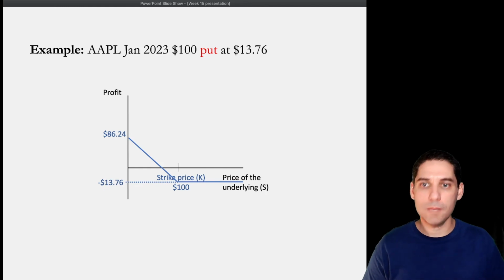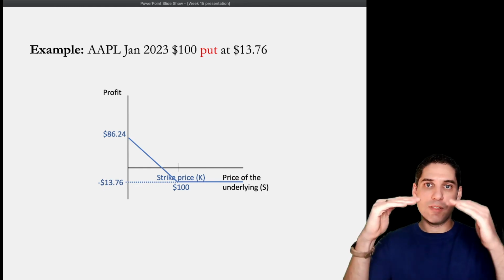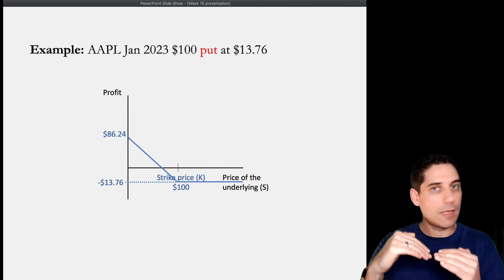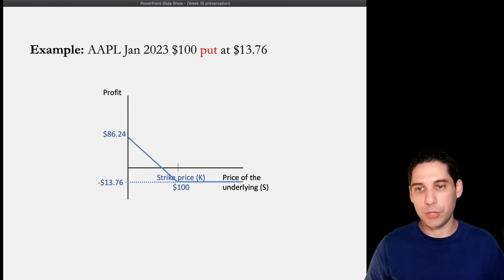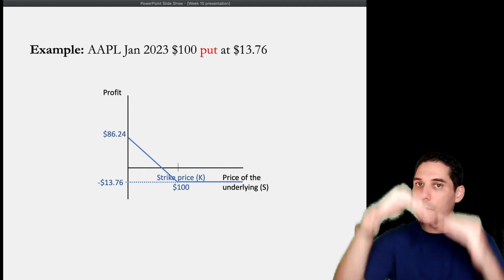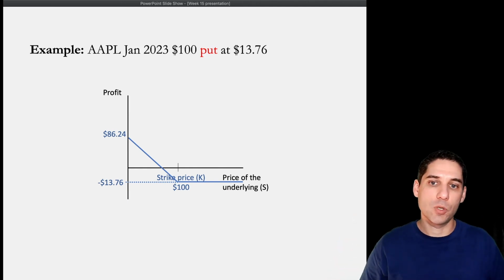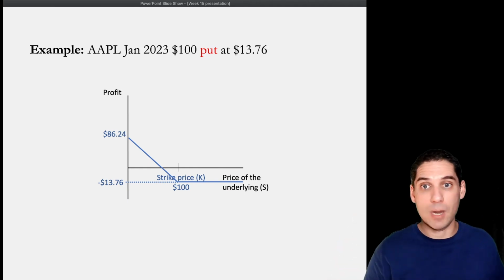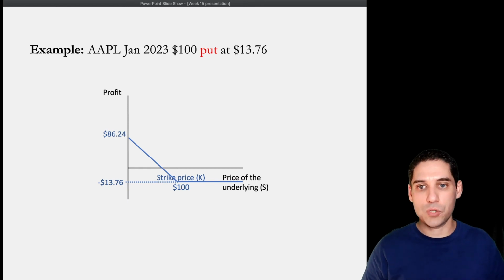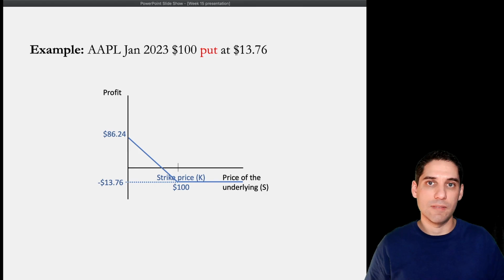And the profit is going to be, once again, everything shifted downward just by the amount of the premium. So since the premium was $13.76, everything goes down $13.76. So if Apple actually goes up and is trading at more than the strike price, we are facing a guaranteed loss of $13.76 at that point.